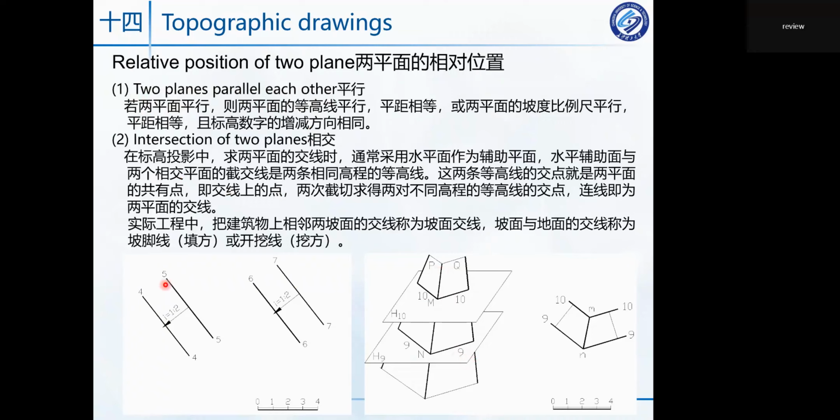If the two planes are parallel to each other, they will never cross, and they will never have an intersection line. So it is not common in engineering, and the most common situation is the intersection of two planes, so we have to get the cross line, the intersection line of the two planes.